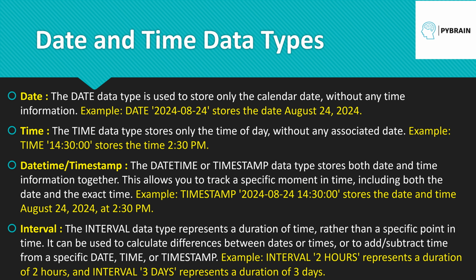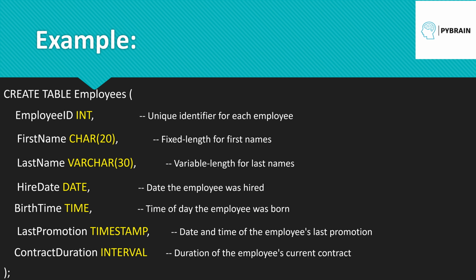Finally, the INTERVAL type. This represents a duration rather than a specific point in time. For example, INTERVAL 2 hours represents a duration of 2 hours. Understanding date and time data types will help you track and manage temporal data effectively. Let's look at an SQL example using the different date and time data types. Create the employees table with date and time fields.